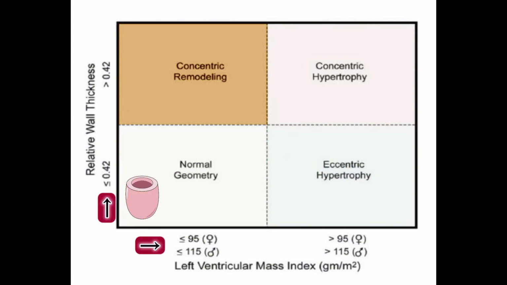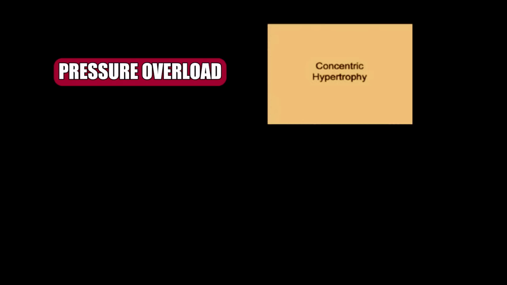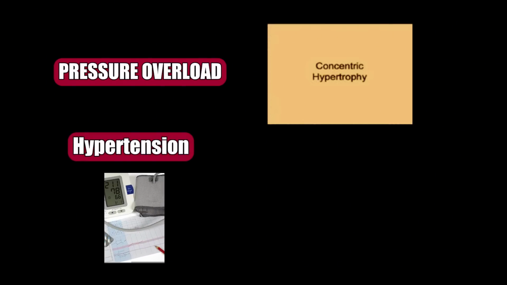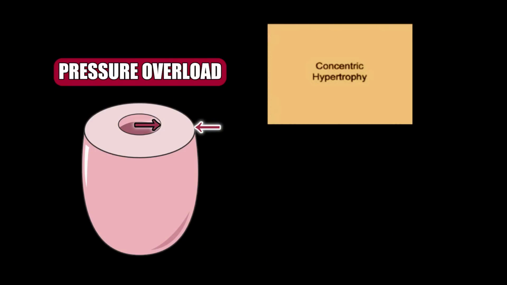Concentric remodeling, when left ventricular mass index remains in the normal range, but relative wall thickness is greater than 0.42. Often concentric remodeling is seen in early stage of hypertension before the left ventricle hypertrophy develops. If both left ventricular mass index and relative wall thickness are increased, this is called concentric hypertrophy. It typically results from the pressure overload of the left ventricle, for example in case of hypertension or aortic stenosis. In case of concentric hypertrophy, wall thickens without significant chamber dilation, which leads to reduced compliance and diastolic dysfunction.